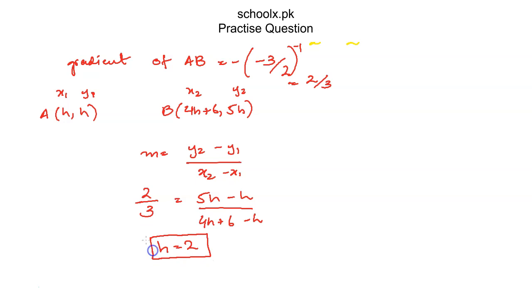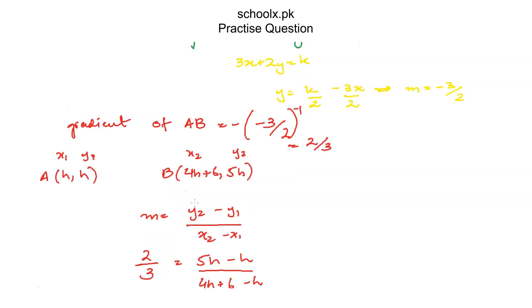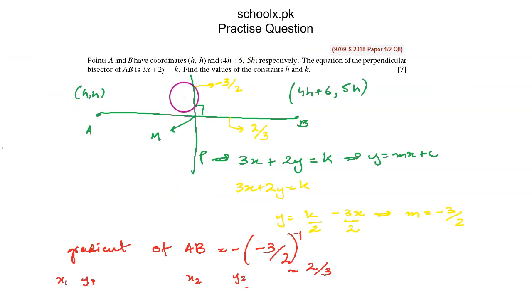Now we have h. Now how can we find k? We know that this perpendicular bisector P will cut AB at its midpoint, right? The coordinates of the midpoint M of AB will satisfy the equation of P, because these coordinates exist on this line. So we'll find the coordinates of M, the midpoint of AB, by using the midpoint formula. Then we'll put those coordinates into the equation of P to get the value of k.